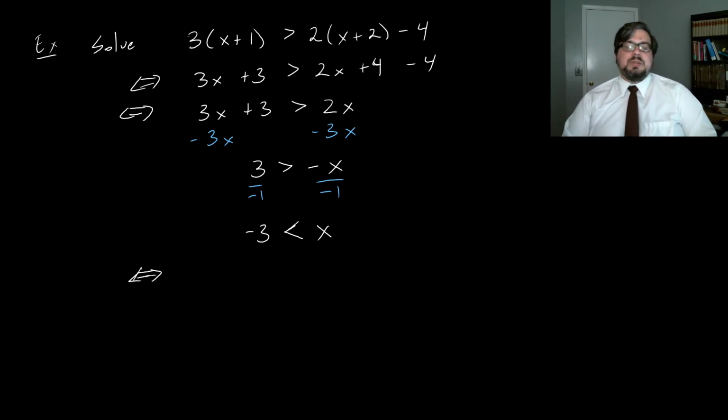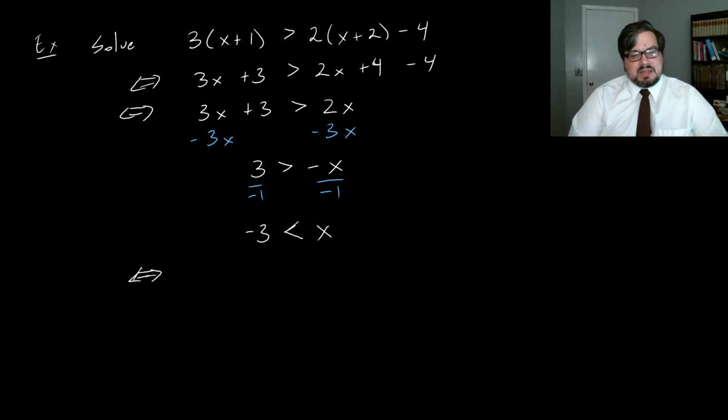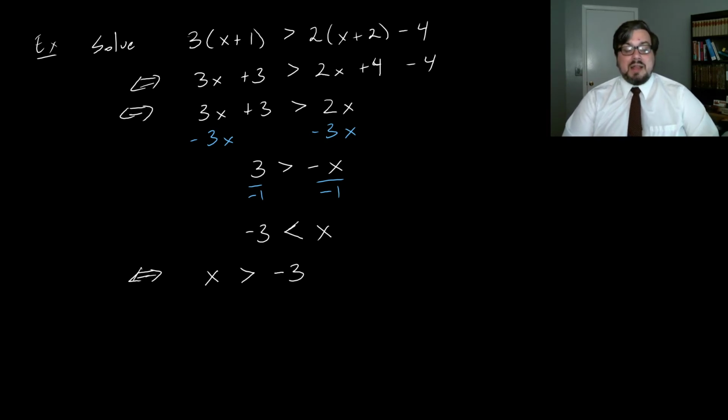A lot of times we may find that it's more intuitive or more convenient to write an inequality the other way round. So instead of writing the negative 3 on the left and the x on the right, we might want to write the x on the left and negative 3 on the right. You just have to make sure that your inequality keeps pointing in the right direction. So negative 3 being less than x is the same thing as saying that x is greater than negative 3. So we have that our solution set is the set of all x's where x is greater than negative 3.